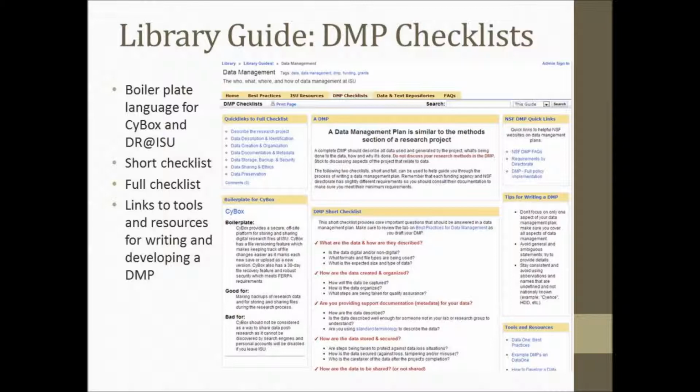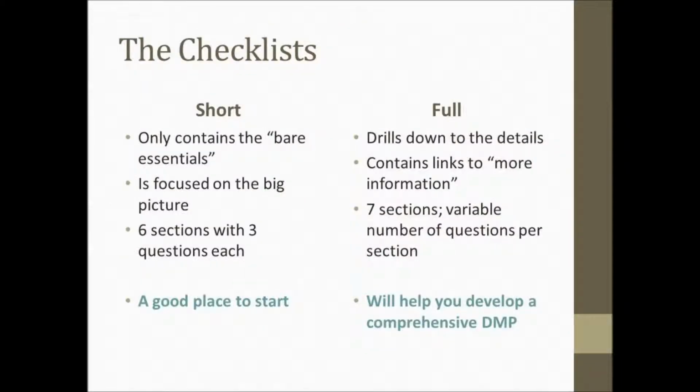So as I said, there's a short and a long data management planning checklist. The short list is really like the bare essentials. It's just like, these are the really basic things you should be thinking about for data management. It's focused on the big picture. It's not going to go into the specifics. If you want the specifics, check out the full checklist, which has a lot of sections.